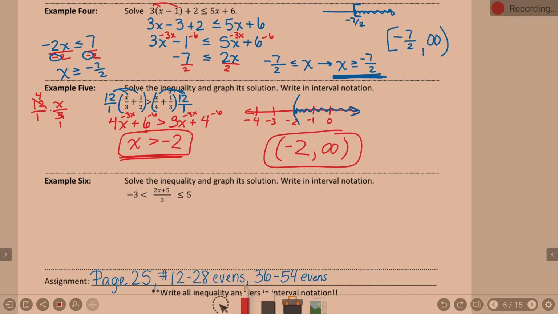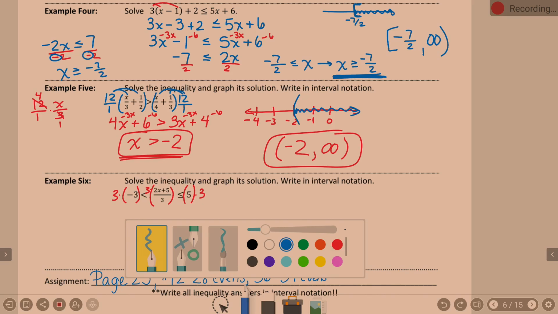Okay, example 6. Solve the inequality, graph the solution, write interval notation. You got a three for here, right? Yeah. Okay. Normally it's what you do to the left, you do to the right. Now it's what you do to one piece, you do to all 3 pieces. My job is to solve and have x by itself in the middle. We have a divide by 3. How do we get rid of that divide by 3? We're going to multiply by 3. So I'm multiplying all 3 pieces by 3. Some of you will forget to multiply one of the pieces.